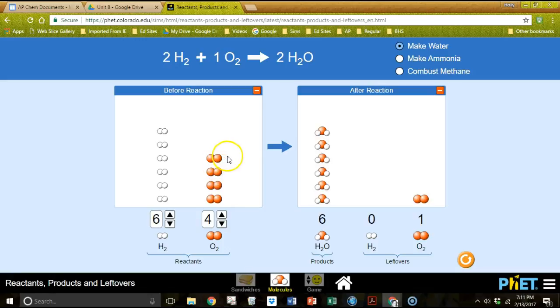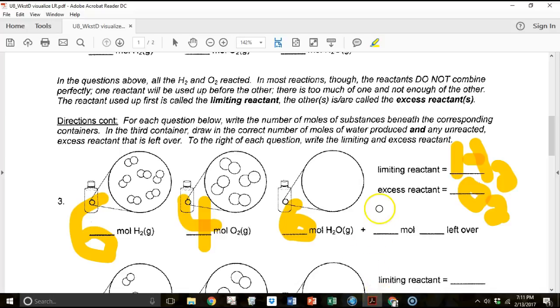And again, there's an extra molecule of oxygen that could have been used to make 2 more waters, but that gets left over. There's not enough hydrogen. We're out of hydrogen. And so I have 1 molecule of oxygen left over. So that's what we're going to record on our sheet. So I've got 1 mole of oxygen left over.